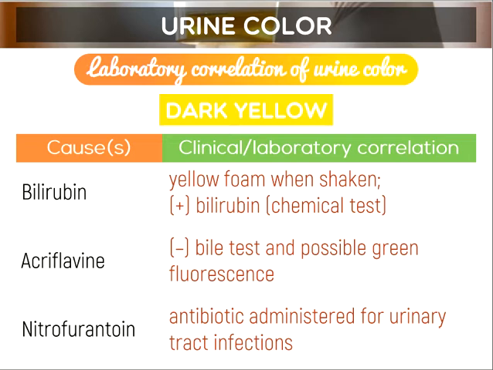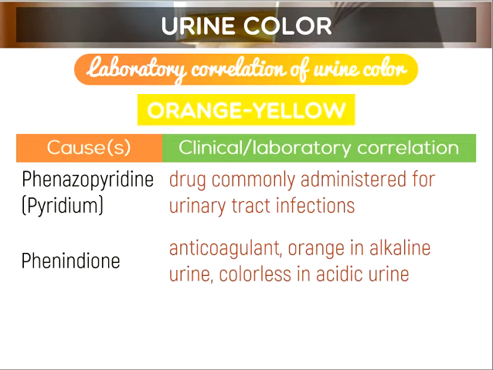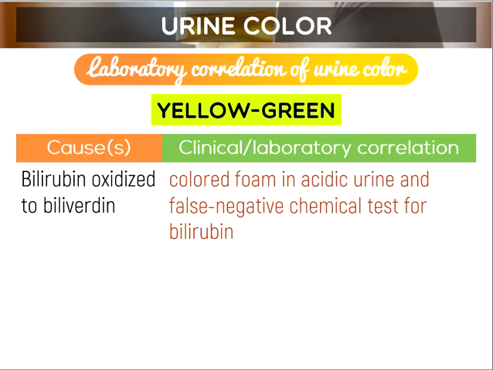And then acriflavine and nitrofurantoin, your antibiotics. So orange, yellow, we have your phenazopyridine or your pyridium, and then we have your phenindione. Yellow-green can be bilirubin oxidized to biliverdin.